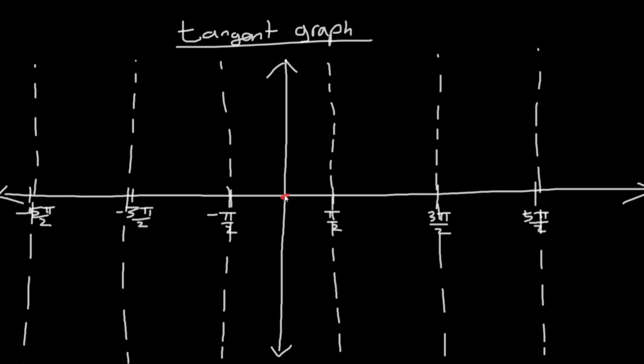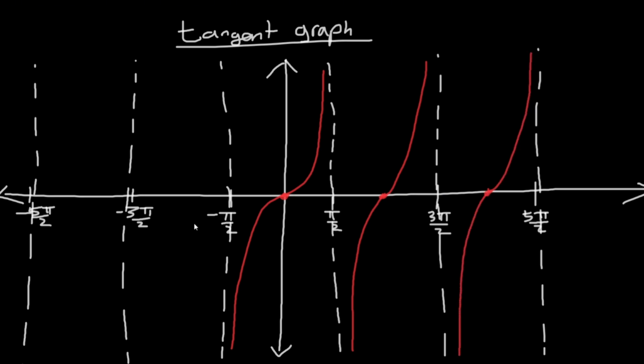From theta equals 0, as you slowly approach pi over 2, cosine gets progressively smaller and sine gets progressively larger towards 1, so tangent will increase without bound. Going the other way, if theta is negative and approaches negative pi over 2, then cosine gets smaller and sine approaches negative 1, so the graph will decrease without bound.